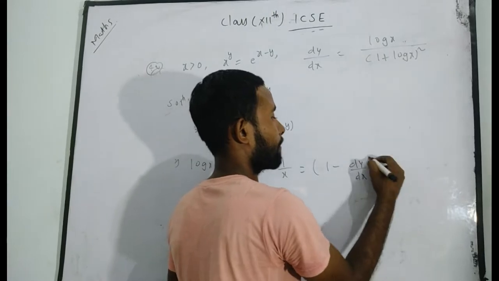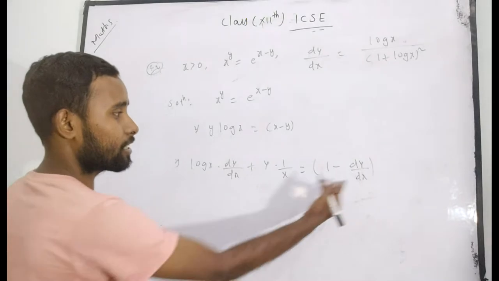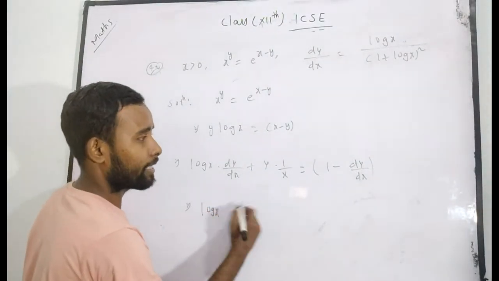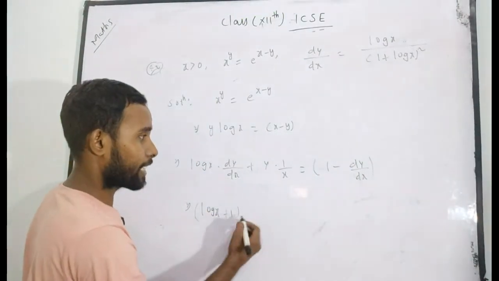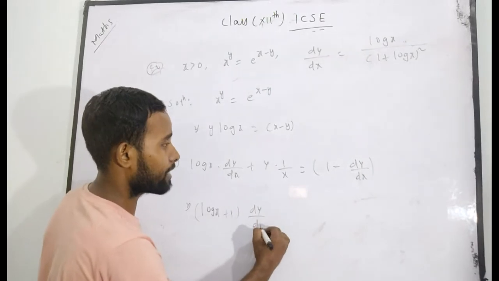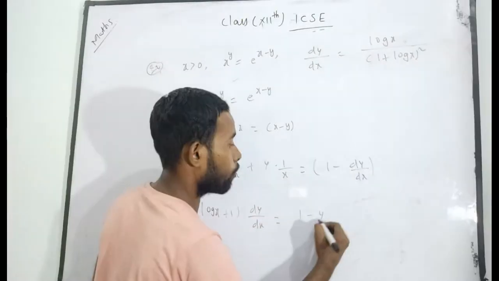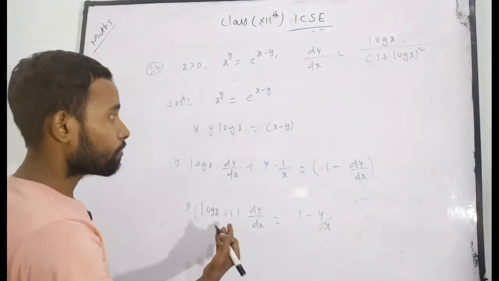I think you understand very well. Have you understood? Now here if you take this dy/dx on the LHS, you will get log x, and as you know its coefficient will be minus 1. If it comes to the left side, you will get (1 plus log x) into dy/dx, which will be equal to 1 minus y upon x. Have you understood? Now, what is dy/dx?